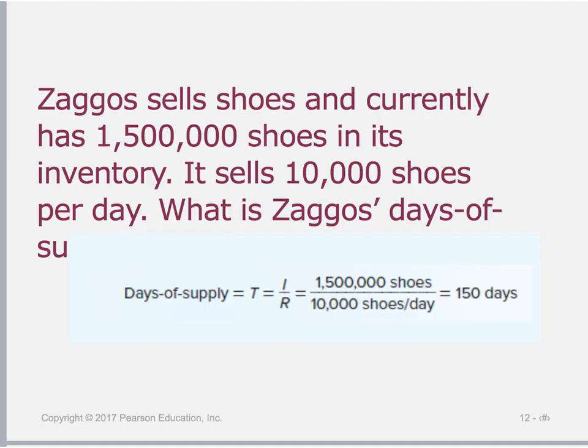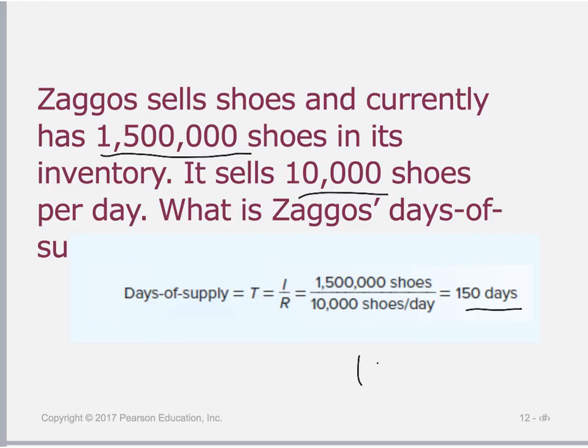Zagos sells shoes and currently has 1.5 million shoes in its inventory. It sells 10,000 shoes per day. So what's the days of supply? You take the current inventory it has, which is 1.5 million shoes, divided by your daily demand, which is 10,000, and you get 150 days in shoes.